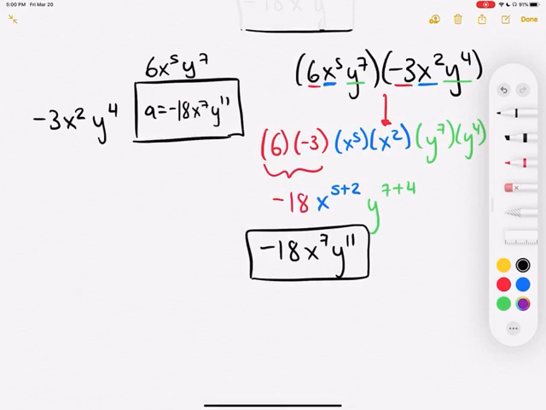So this is basically multiplication of monomials. In the next video, I'm going to show you how to multiply a monomial times a polynomial, which is going to be this exact same process, but several times repeated in the same problem. Okay.